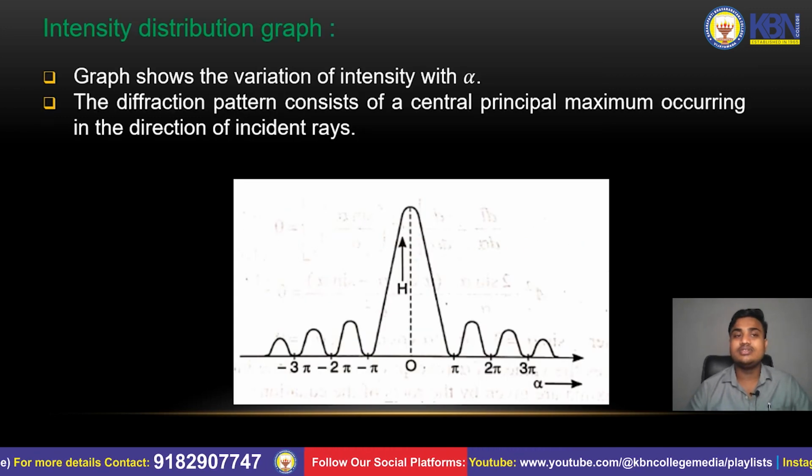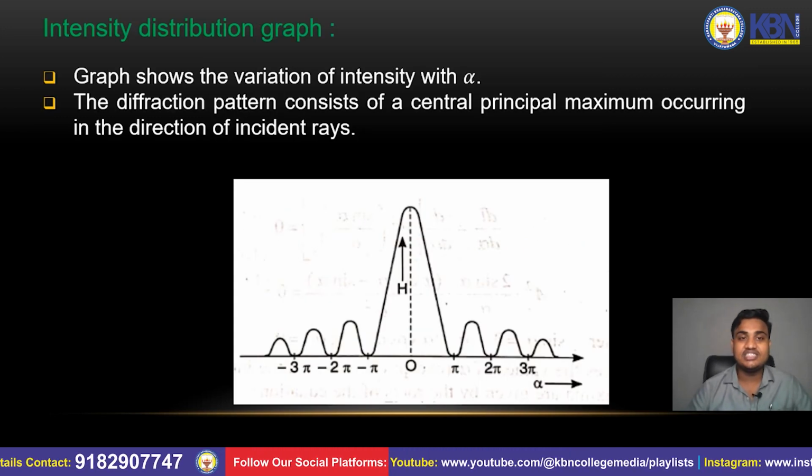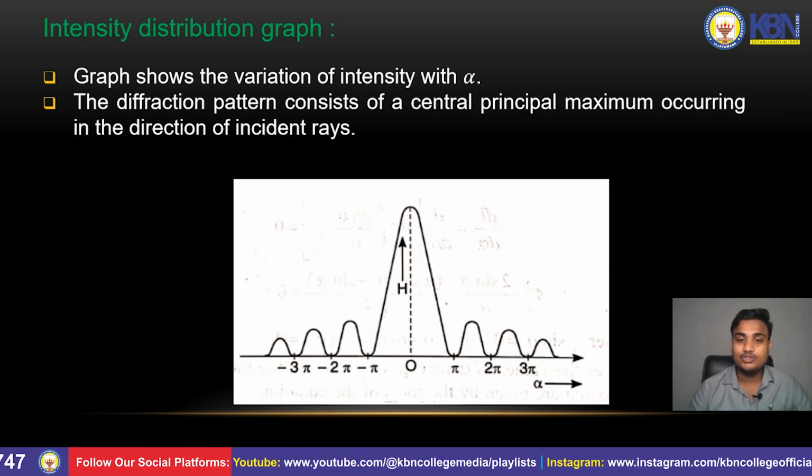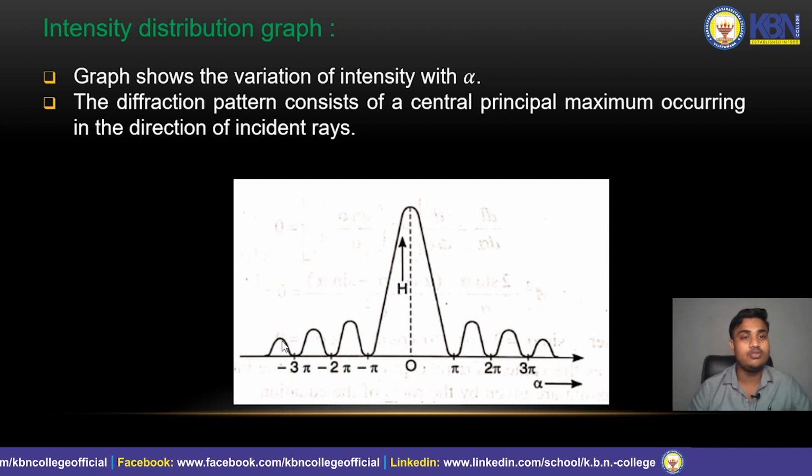Then we will see the intensity distribution graph. You can see here this graph shows the variation of the intensity with alpha. The diffraction pattern consists of a central principal maximum occurring in all directions of the incident rays.